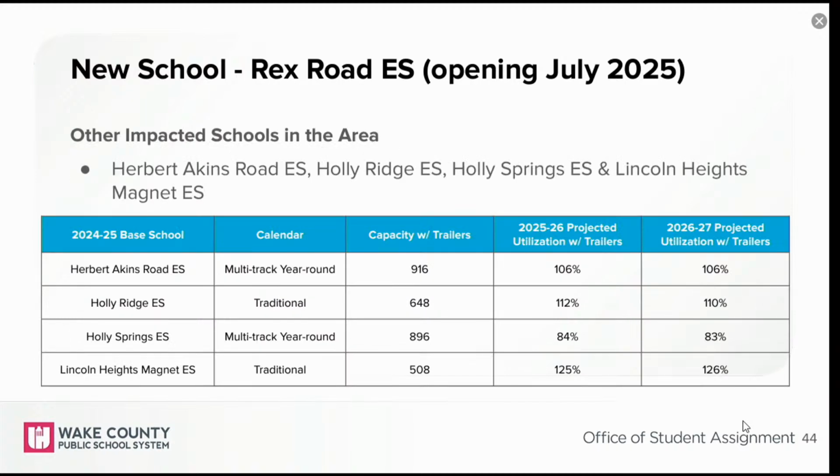Because of the location of Rexroad, it does have the ability to impact, as I said, directly Holly Grove Elementary and Buckhorn Elementary, but there are some cascading or domino impacts we can put into place, because you may be aware there are several CAP schools in this region. And so in an effort to shift that assignment area around just a little bit to better use all of these facilities, we'll have some additional recommendations supporting the relief of Herbert Akins Road Elementary, Holly Ridge Elementary, Lincoln Heights Magnet Elementary, and then just taking advantage of an opportunity to reduce the reliance on trailers at Holly Springs Elementary.